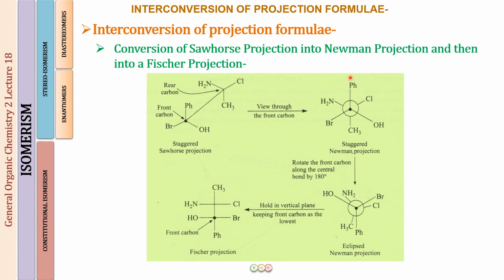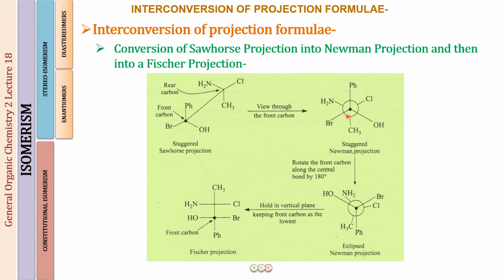The pH on top, bromine on my left and OH on my right. So bromine on my left and OH on my right. So this is exactly the replica of the staggered, how you're looking at the front. And similarly, how you're looking at the groups for the rear carbon, you are going to draw them for the Newman also.